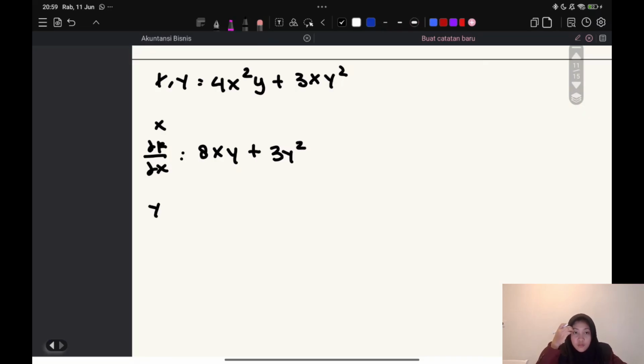Okay, now we find the derivative with respect to y. The formula is ∂v/∂y, which gives 4x^2 + 6xy, and then we get the partial derivatives with respect to x and y. So this is the explanation about partial derivatives. Thank you for your attention.